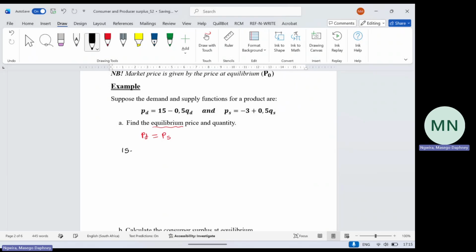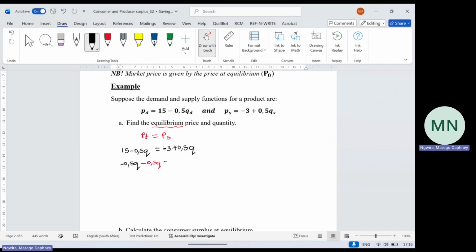So this will be 15 minus 0.5Q equals negative 3 plus 0.5Q. Remember I said there's no need to write QD and QS, because the D stands for demand and the S stands for supply. Now we collect like terms on one side and move the numbers. I take the 0.5Q on the right to my left. When a number jumps the equals sign, it changes sign. So this will be minus 0.5Q.